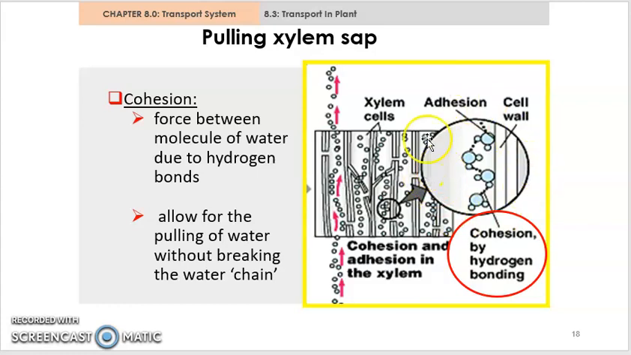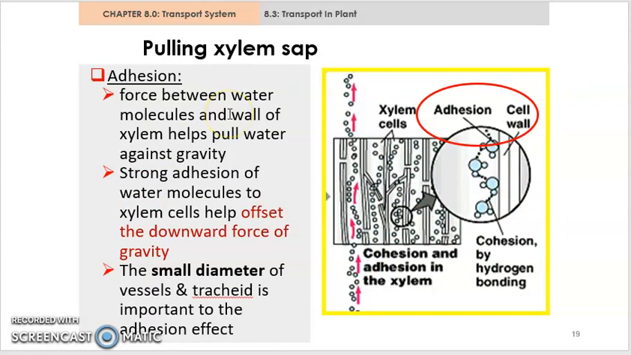Okay, disebabkan oleh berlakunya cohesion in between the water molecules, it will allow for the pulling of water without breaking the water chain. Without breaking the water chain ni maksudnya jika satu water molecule ditarik ke atas, maksudnya water molecule yang lain pun akan turut sama ditarik ke atas without breaking the water chain. Okay. And then what is adhesion?